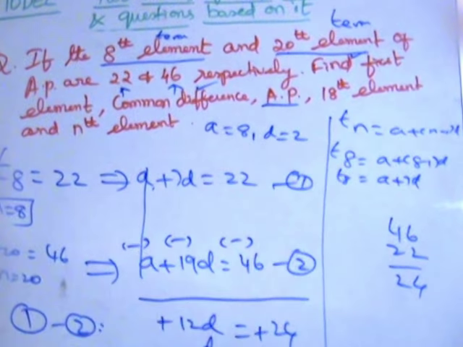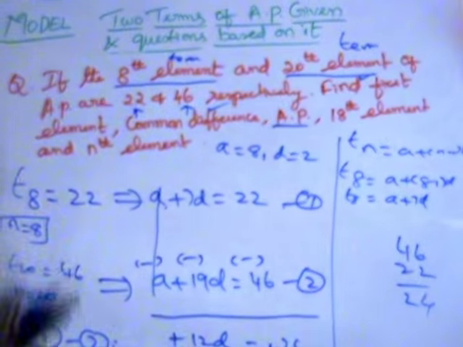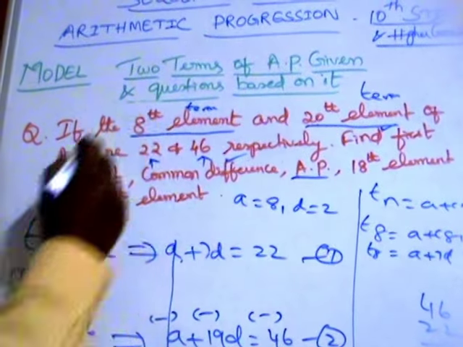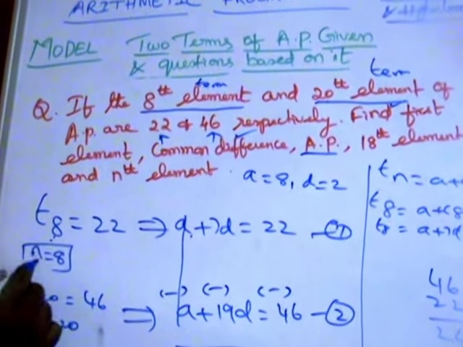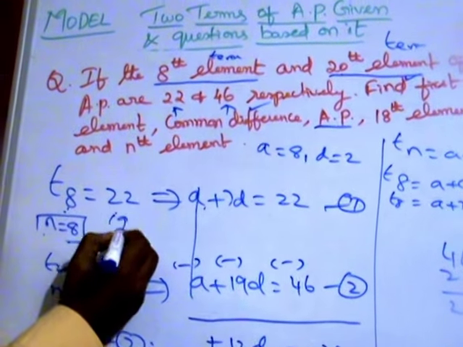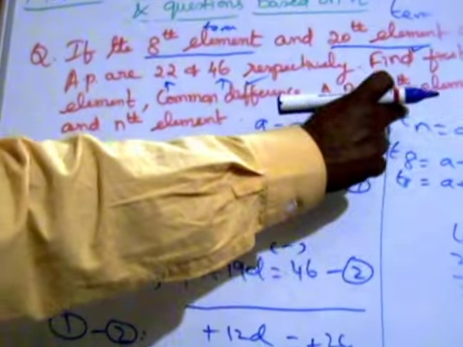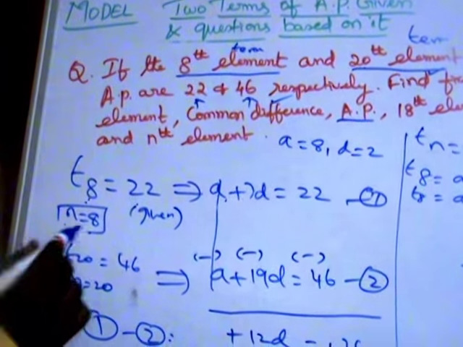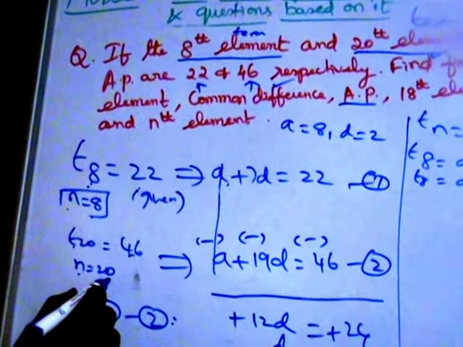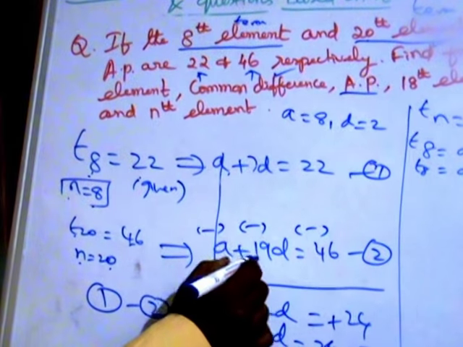Before going to the third question, understand this. They'll give two elements or two terms. Eighth term means you write only n equal to 8 is 22. This will be given. Straight away write A plus 7D, even if you want to refer. Similarly, T20 equal to 46 means n is 20. Straight away you can write A plus 19D.